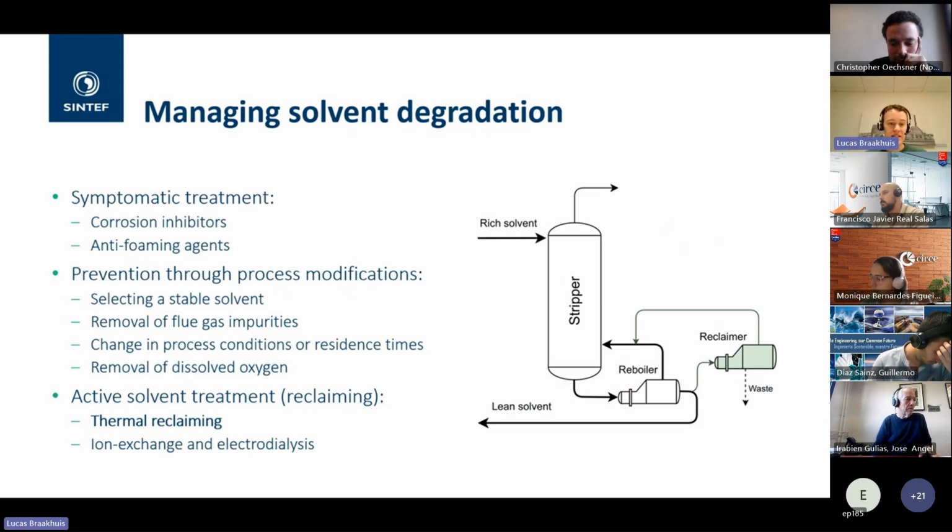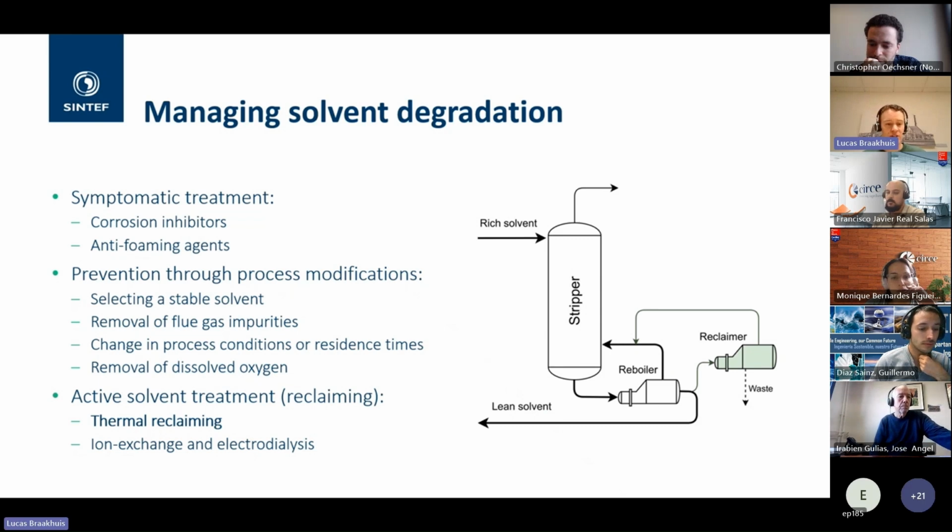You can change the process conditions, for example, lowering the temperature in the stripper, or reducing residence times. For example, reducing the residence time at which the solvent is in contact with oxygen can also reduce degradation. And there's also been some research on removal of dissolved oxygen from the rich amine stream, for example, through nitrogen sparging or using membranes that can selectively remove oxygen before it can react.